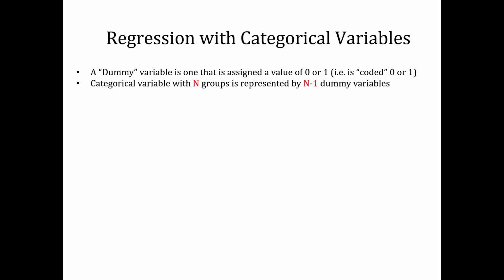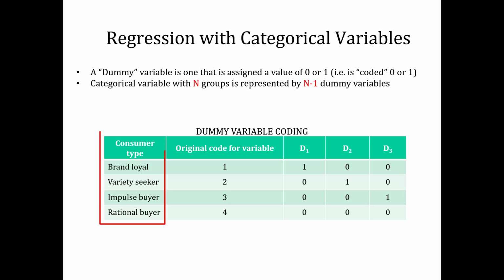What happens when you need to include a categorical variable that has more than two values? You would need to represent them via a series of dummy variables, each coded 1 or 0. In general, to represent n groups, you need n-1 dummy variables. For example, let's say you want to include consumer type as an independent variable in the model, and there are 4 types of consumers in your sample: brand loyals, variety seekers, impulse buyers, and rational buyers, coded 1 through 4.